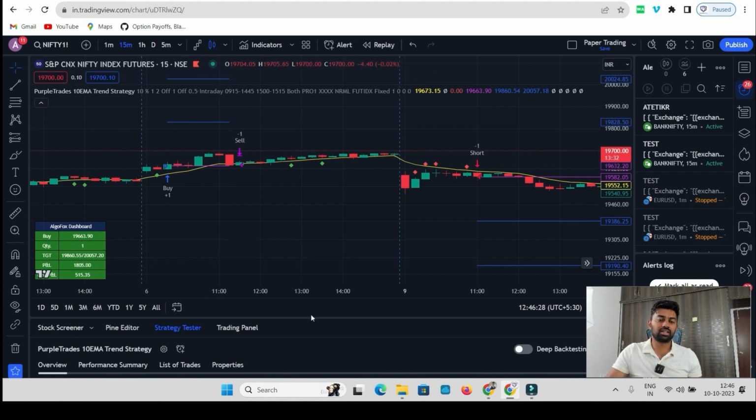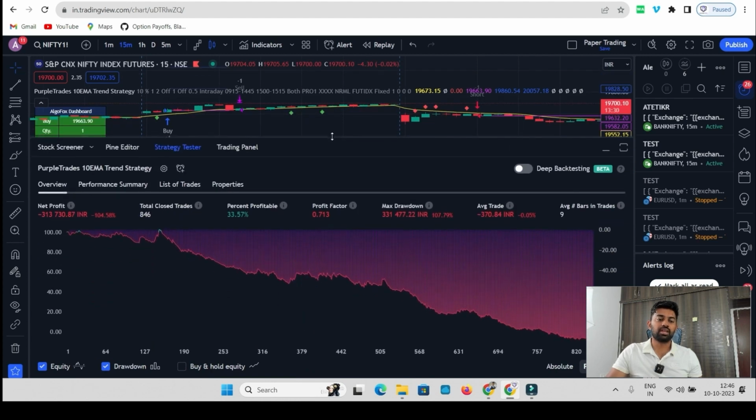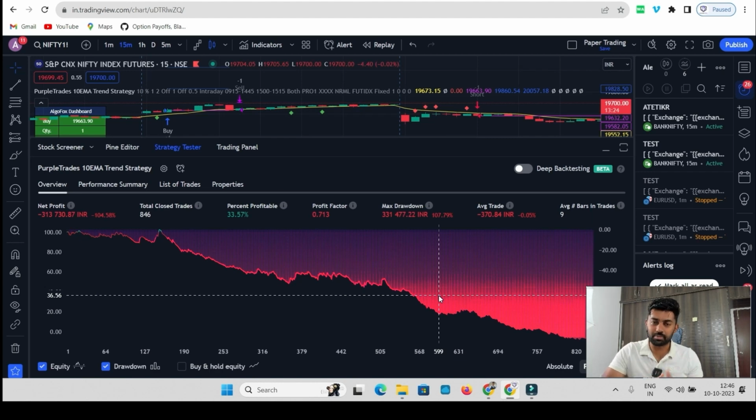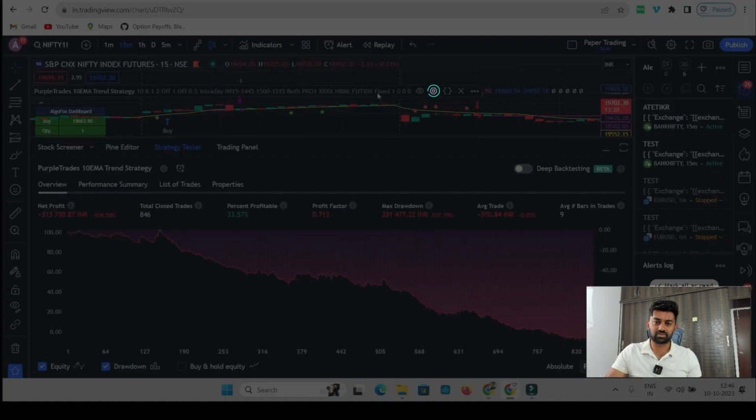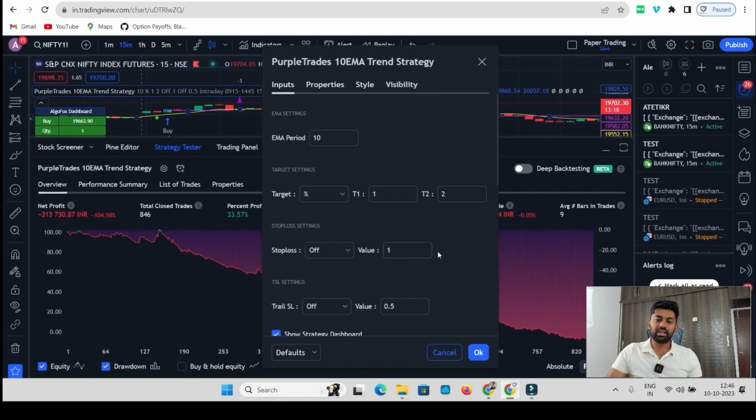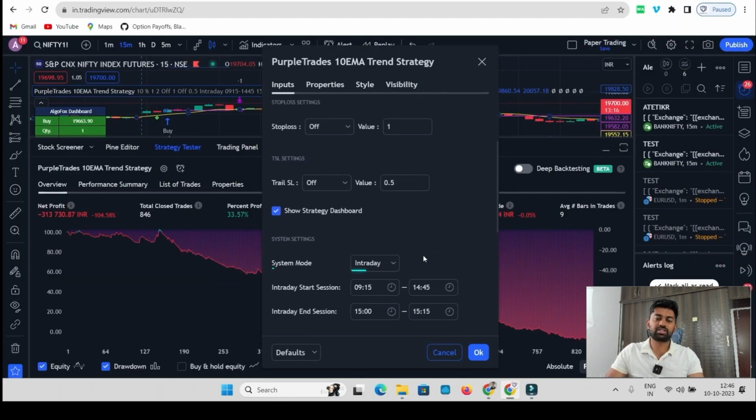But on a 30 minutes chart also, in spite of all the efforts, the strategy is still giving me loss. So I've done some optimization on this strategy. And let me show you the optimized method on the strategy. So firstly, instead of intraday, we'll shift it to positional because the author of the strategy says it can work both intraday and positional. Clearly, it is not working on intraday. So let us shift to positional setup.